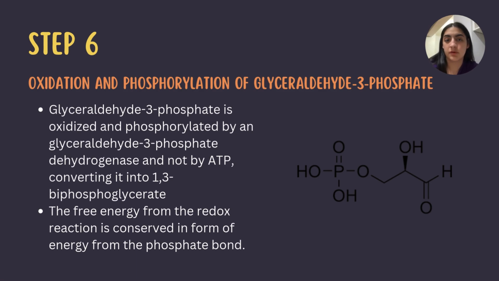In the sixth step of glycolysis, the enzyme glyceraldehyde 3-phosphate dehydrogenase has two main functions. The first one is that it dehydrogenates glyceraldehyde 3-phosphate by transferring one of its hydrogens to NAD+, and this forms NADH. The second function is that it adds a phosphate from the cytosol to the already oxidized glyceraldehyde 3-phosphate, and this forms 1,3-bisphosphoglycerate.